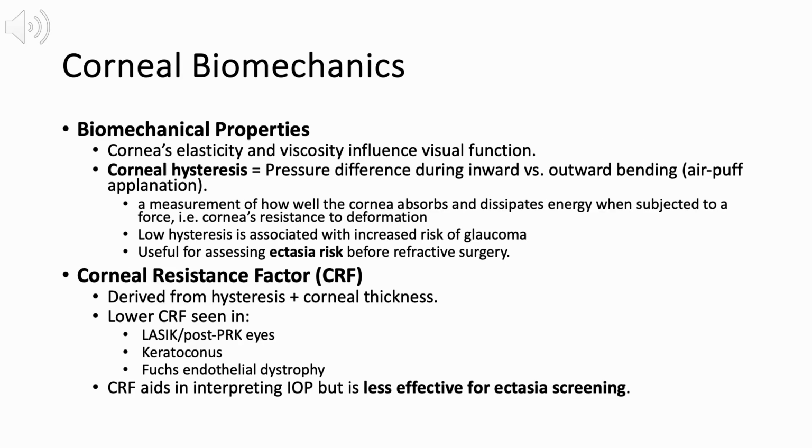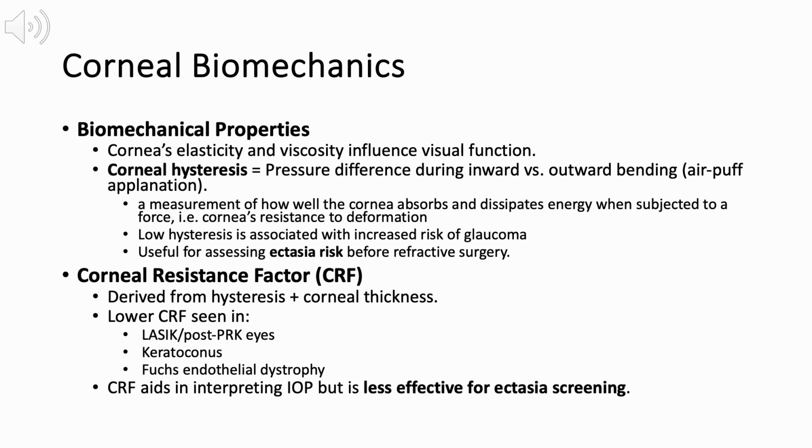The biomechanical properties of the cornea, particularly its elasticity and viscosity, play a crucial role in maintaining visual function and structural integrity. One key parameter is corneal hysteresis, which measures the pressure difference between inward and outward bending of the cornea during air puff applanation. This reflects the cornea's ability to absorb and dissipate energy, essentially its resistance to deformation. Low hysteresis values are associated with an increased risk of glaucoma and are also useful in evaluating the risk of ectasia prior to refractive surgery.